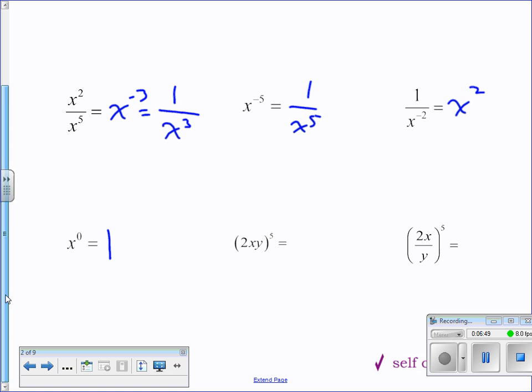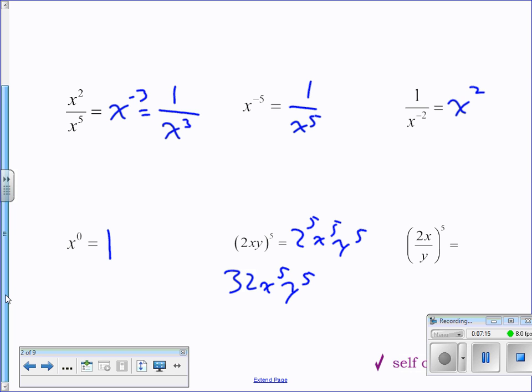2xy to the 5th. That means that I have 2 to the 5th, x to the 5th, y to the 5th. Because it's multiplication, I can do that. Now, you should not leave 2 to the 5th as 2 to the 5th. You should rewrite this as 32x to the 5th, y to the 5th. It just looks better that way.